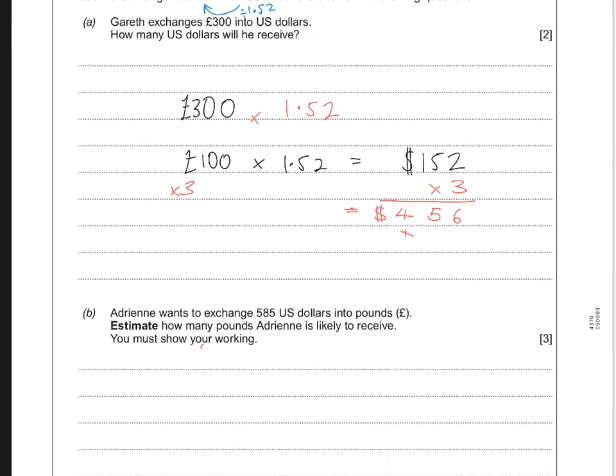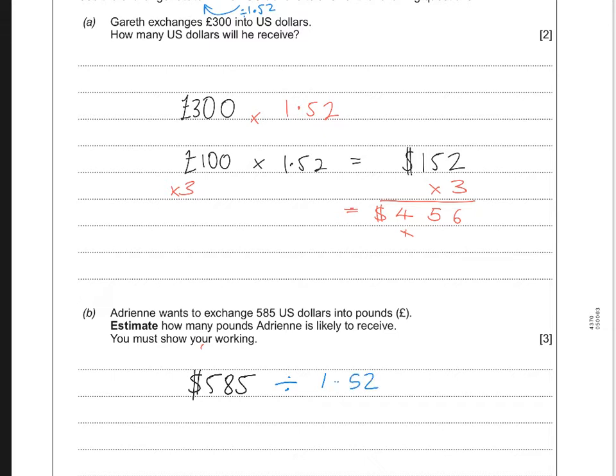The next question says, Adrian wants to exchange $558 into pounds. Estimate how many pounds Adrian is likely to receive. Okay, so it's an estimate, and look, they've even put that word there, estimate, in bold. I know that the real conversion would be 585 divided by 1.52. Okay, sorry, let me make that look a bit better.